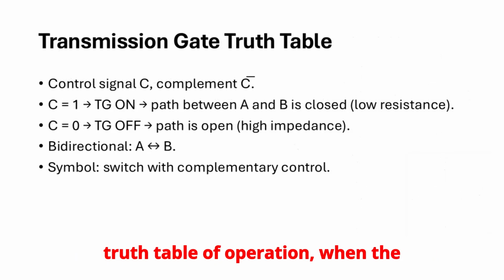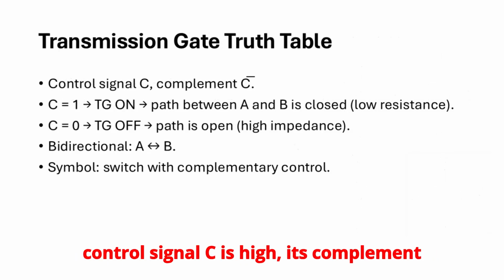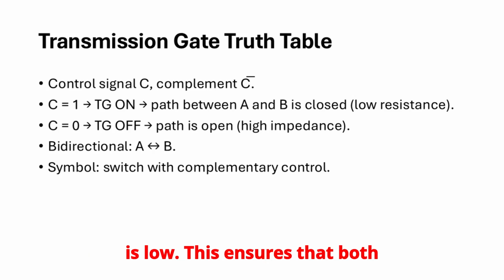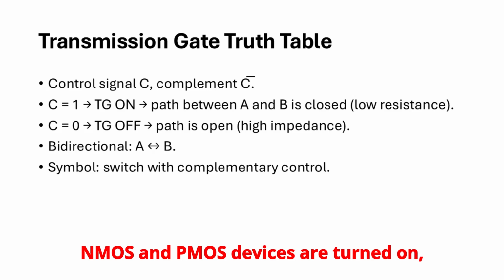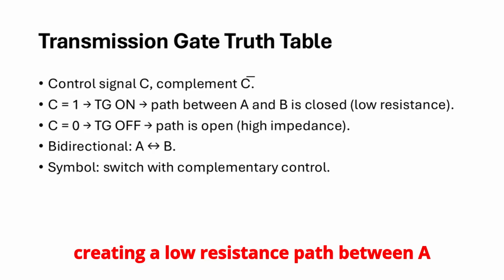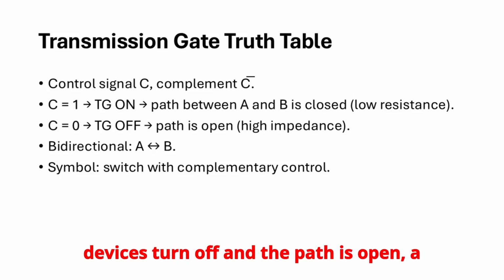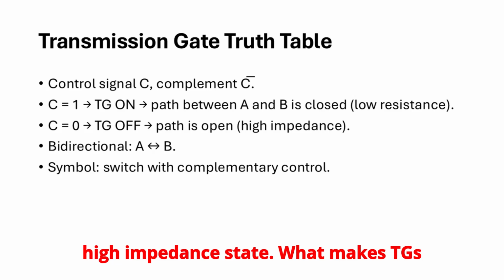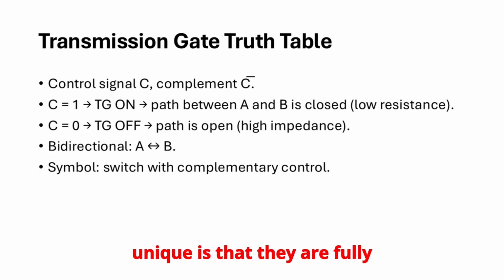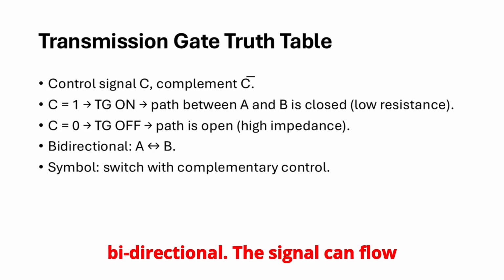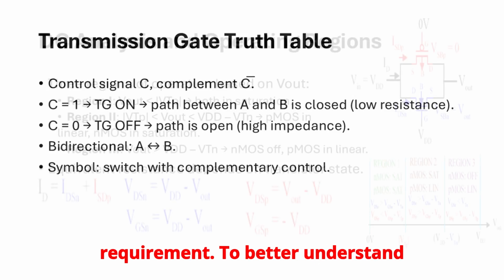Looking at the truth table of operation, when the control signal C is high, its complement is low. This ensures that both NMOS and PMOS devices are turned on, creating a low-resistance path between A and B. When the control is low, both devices turn off and the path is open, a high-impedance state. What makes TGs unique is that they are fully bidirectional. The signal can flow either way depending on the circuit requirement.